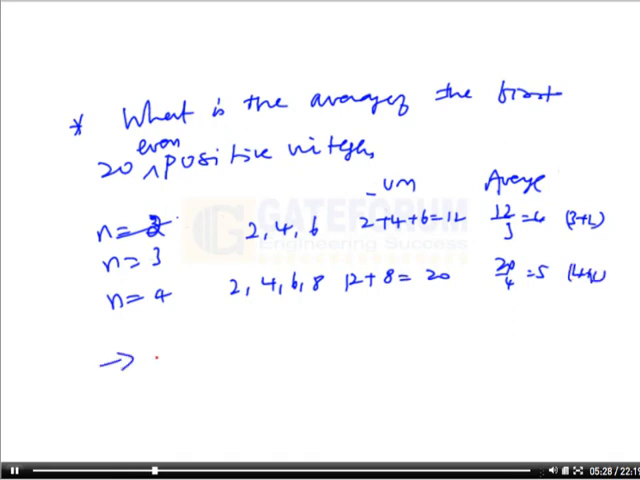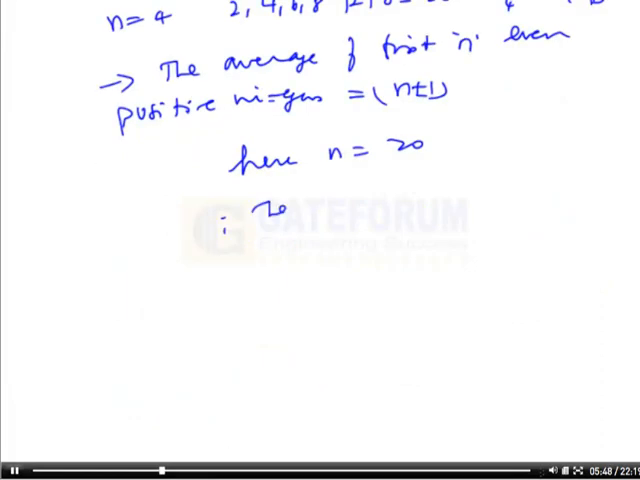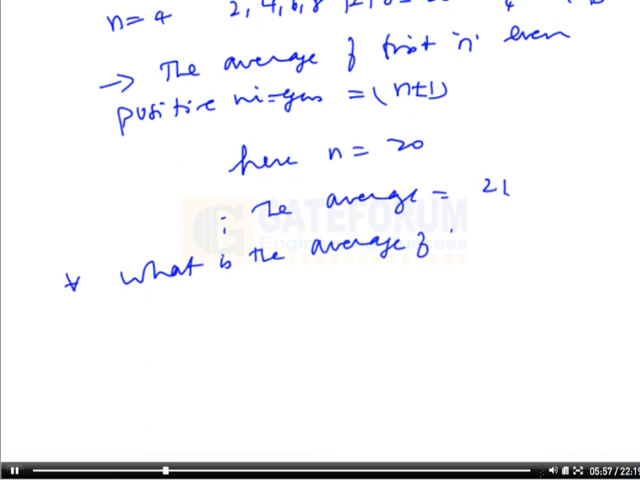So we can generalize saying that the average of first n even positive integers is equal to n plus 1. Here n is equal to 20. Therefore, the average is 21. Similarly, you can ask what is the average of the first 30 odd positive integers.